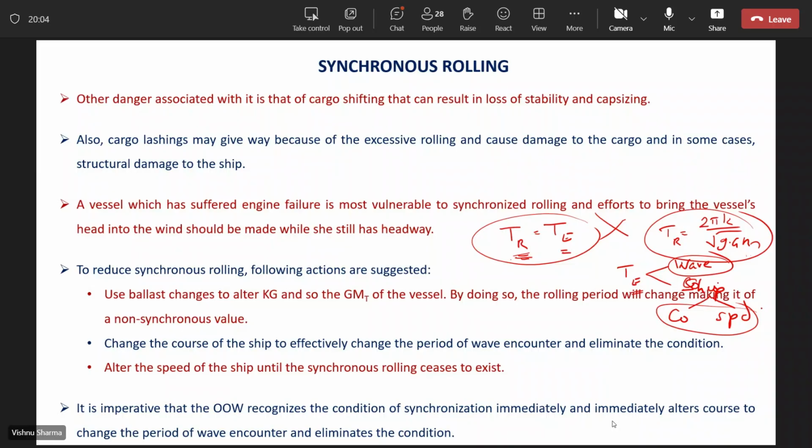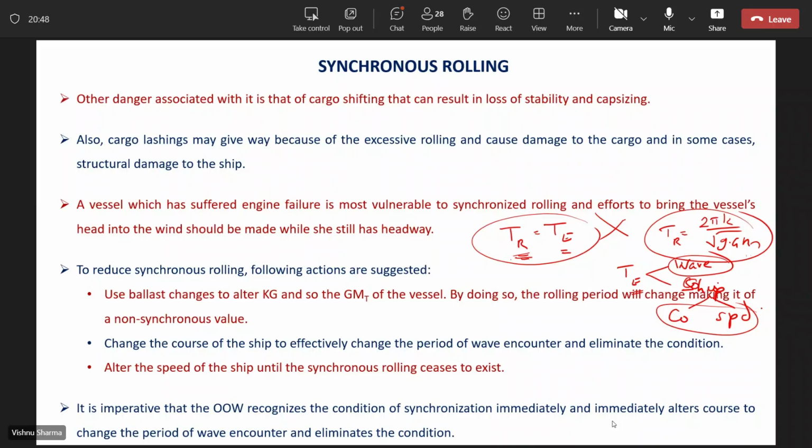Likewise, when you say alter speed, normally we decrease the speed, but the condition technically will be broken even if you increase the speed. Do you understand that? Have you understood, beta? Even if you increase the speed of the ship, the period of encounter will change, and the ship may come out of the resonant condition. But normally we do not increase the speed, to avoid unnecessary stresses on the hull in choppy seas. But as far as the science part is concerned, speed increase and decrease are both equally acceptable as far as logic is concerned. It's a different issue that practically you may reduce the speed.